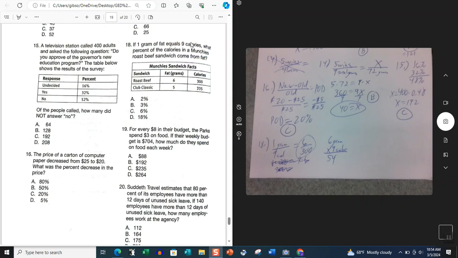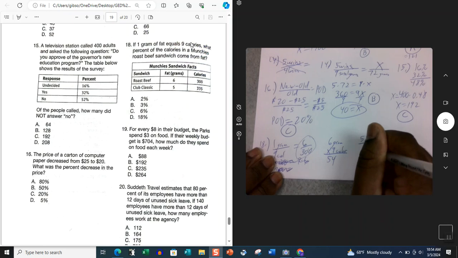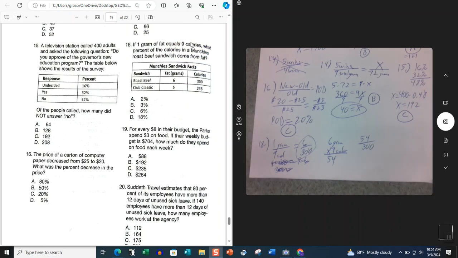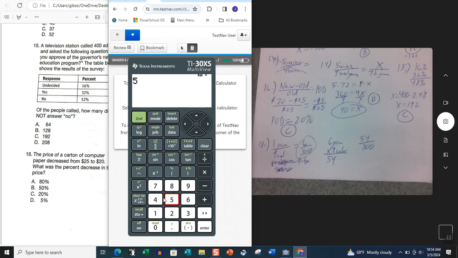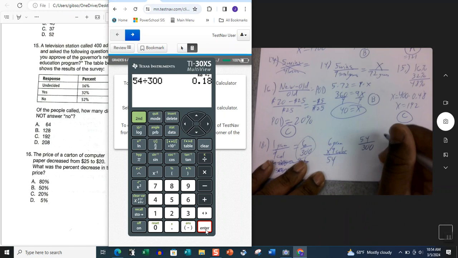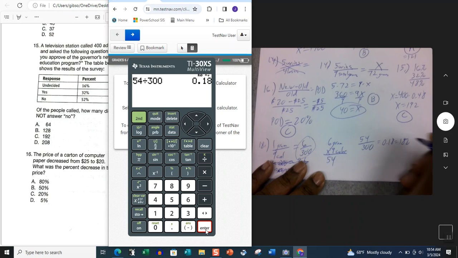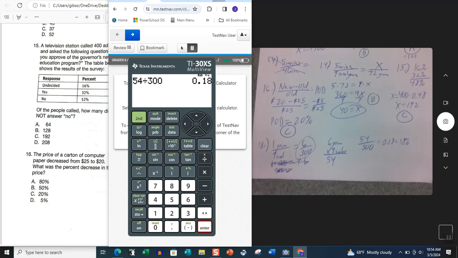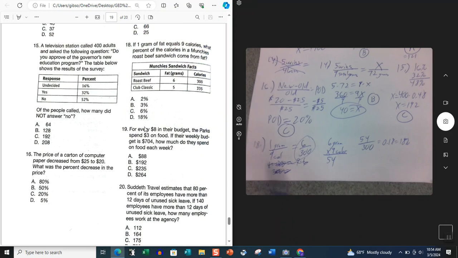So now what we would do, we would take this 54 and divide it by the 300. Okay, so we would take our calculator. We have 54 divided by 300, and that would give us 0.18. And we know that's 18%. Okay, so now that would be D.